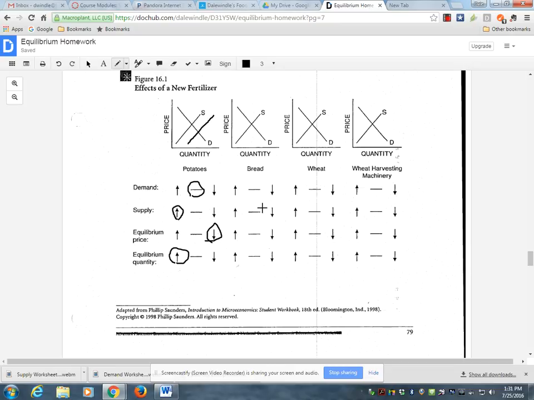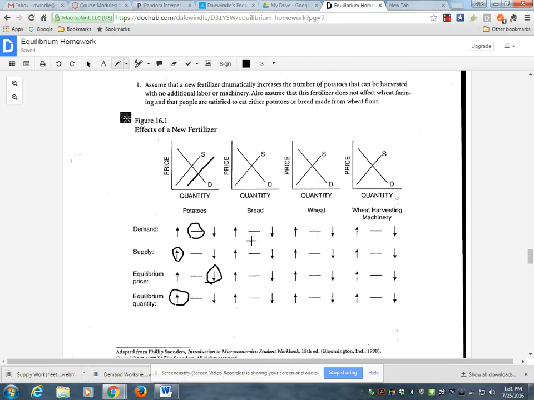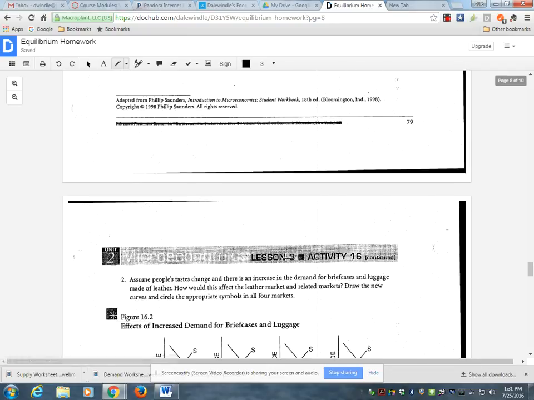Potatoes are cheaper. And it says in the information above that potatoes and bread are substitutes. That's kind of dumb, but let's say it's true. So that's a demand thing. Potatoes are cheaper and people are buying more potatoes. They're therefore going to demand less bread. Supply is unchanged. And then, well, I'll let you figure the rest out.